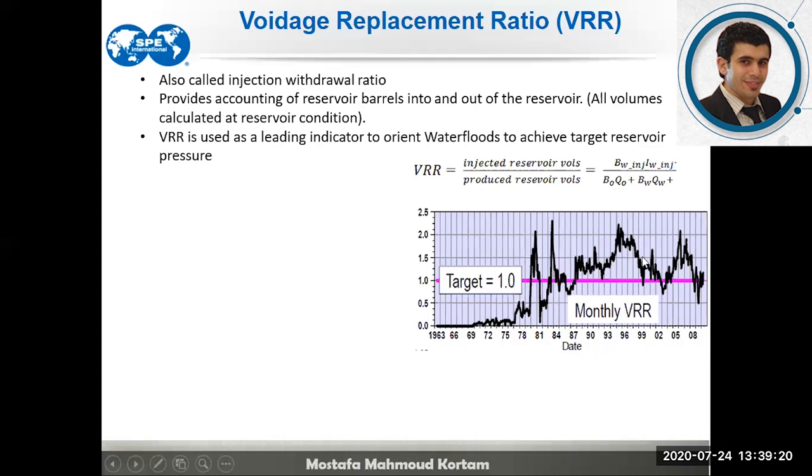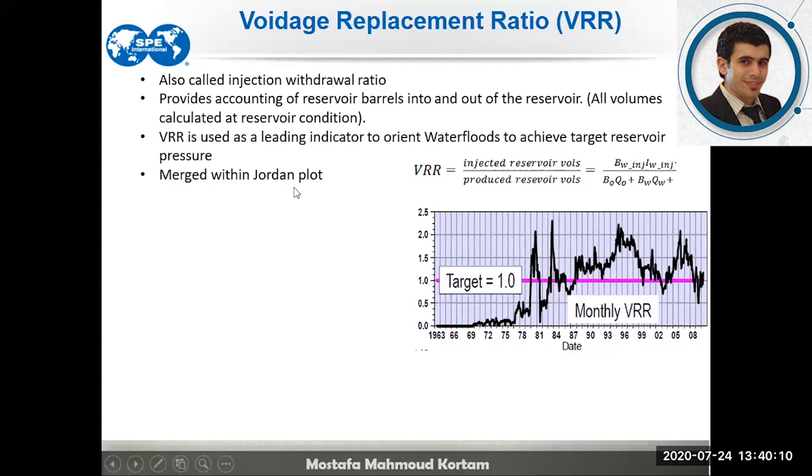You get a deterioration in the injectivity and damage in the injection profile, so you may get a problem in the injection. That's what causes the voidage ratio to fall below one. You may also get a leakage or problems in the pipeline or in the wellbore itself. There are some external circumstances that may also influence the voidage replacement ratio, but you have to keep your eyes open on this chart along with the reservoir pressure.